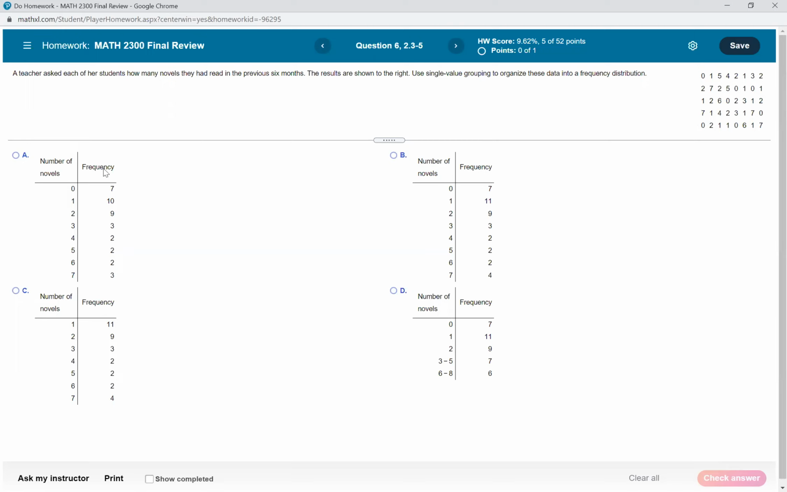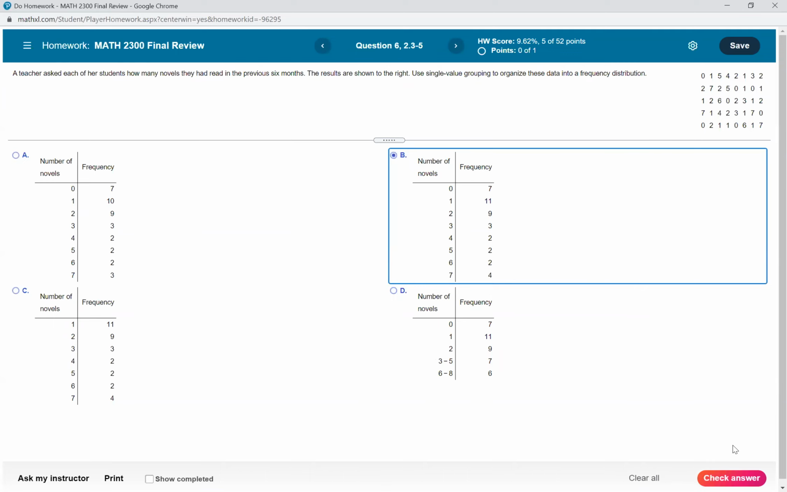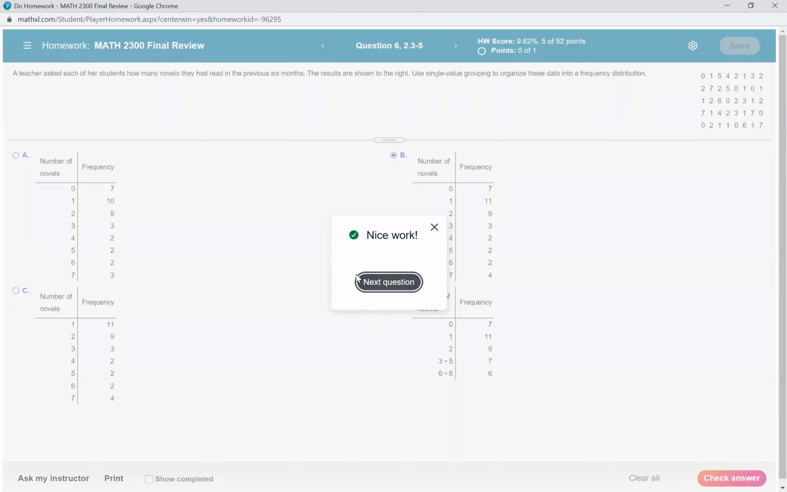Now we have options A and B. This one has 7, this one has 10, and this one has 11. So we can check this one. How many ones do we have actually? 1, 2, 3, 4, 5, 6, 7, 8, 9, 10, 11. So we can eliminate this one now. That means the correct answer is option B. If you do it this way, it will save your time. You do not need to check all the numbers.